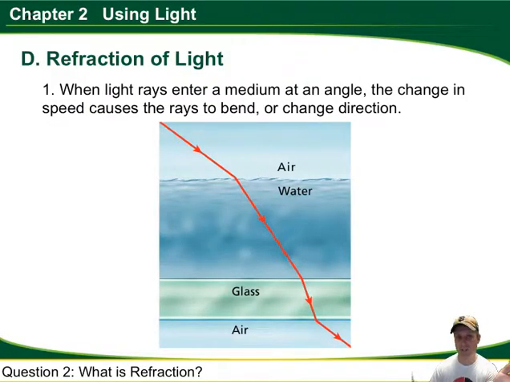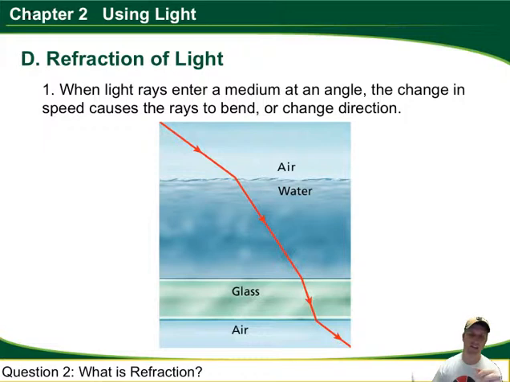Moving on, so we had reflection. The second thing we want to talk about is refraction. When light enters a medium at an angle, the change in speed causes the rays to bend or change direction. So what we'll see is, if I have light traveling through air and then it hits water, the light will actually bend. And then if it hits something else, let's say glass, the light will bend again, and then back into air, it'll begin to bend again.